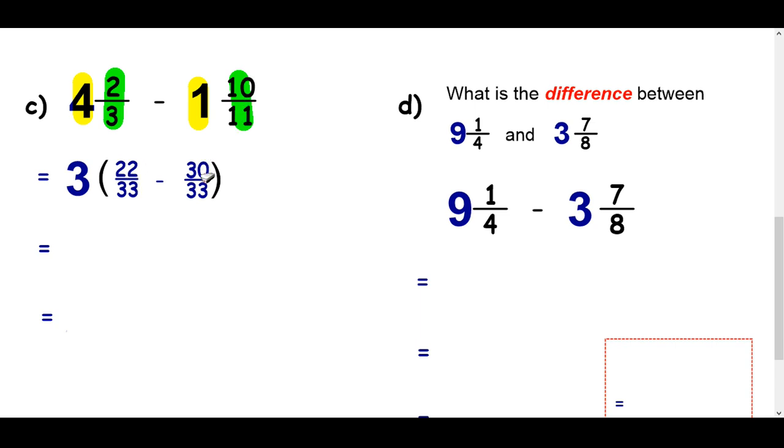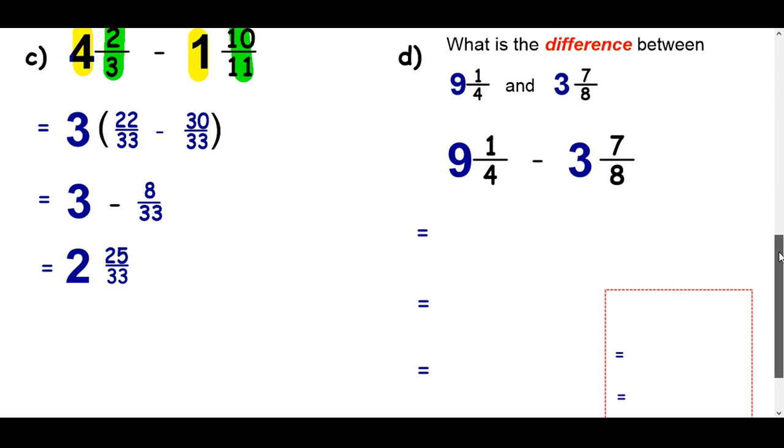Again, this creates a negative fraction, negative 8, doesn't it? Negative 8 over 33. So we've got 3 take away 8 over 33. So if you're taking away a small portion from 3, you've got 2 and a bit left over, haven't you? So the easy way to do it is take the 8 away from the 33, and you get 25/33.